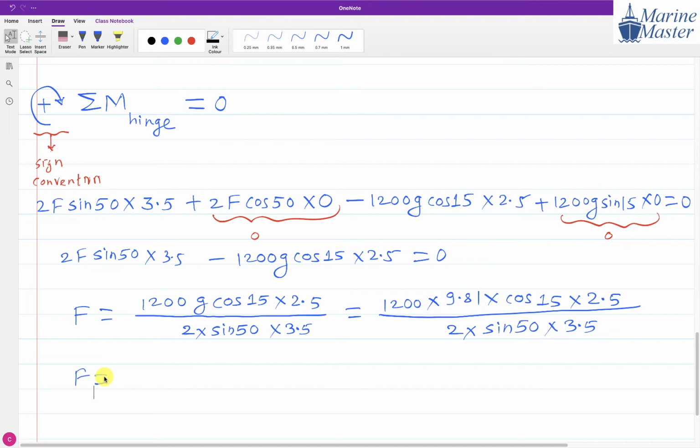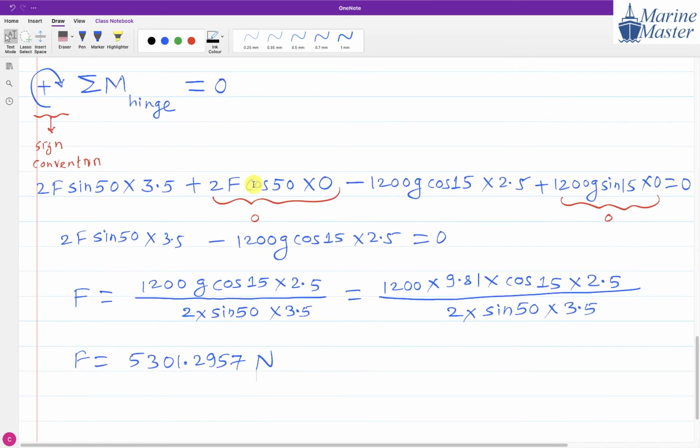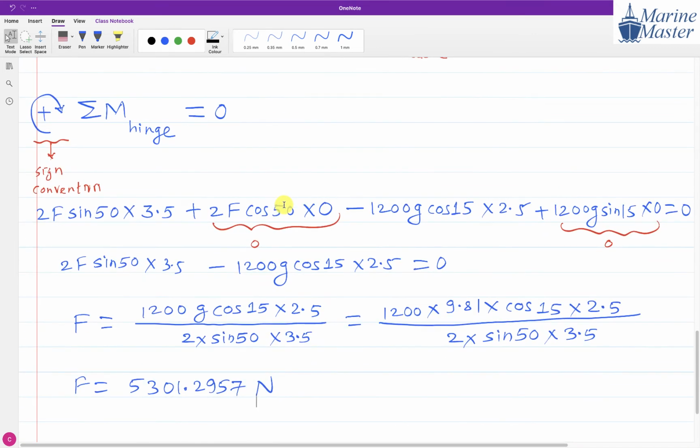5301.295. One minute, let me check the values. F is 55301.2957 Newton. So in this way we got the value of F, and now we are nearer to our answer. Before going further, write down this discussion.